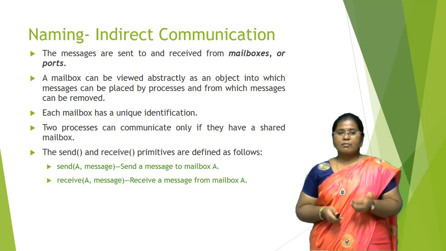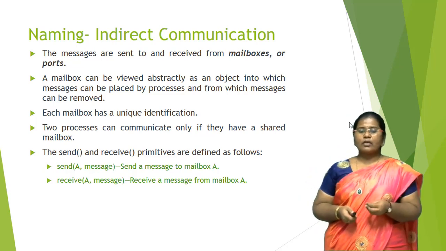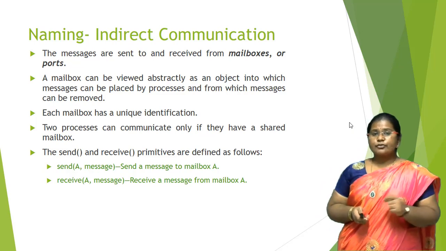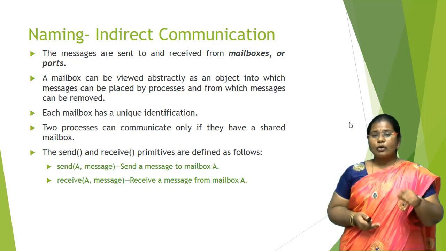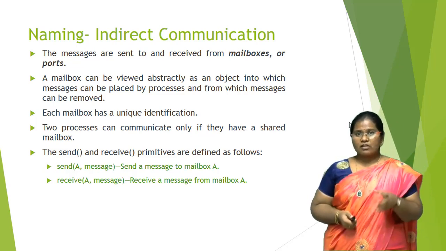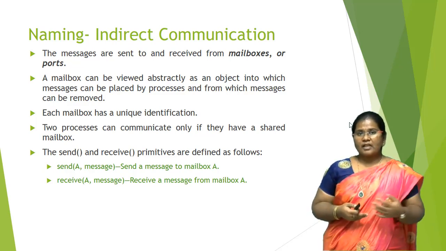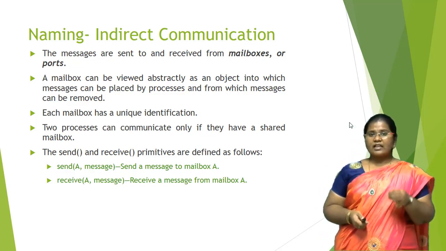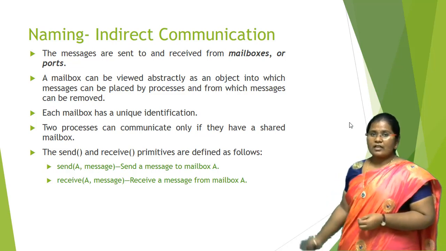Okay, and each mailbox has a unique identification. Each and every mailbox will have an identification number, and two processes can communicate with each other in this indirect communication only if they have a common mailbox established. If there is no mailbox established, then there will not be any communication between these two processes. Okay, and here in indirect communication, the system calls will look like this.